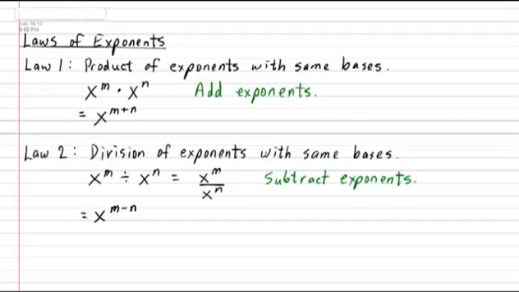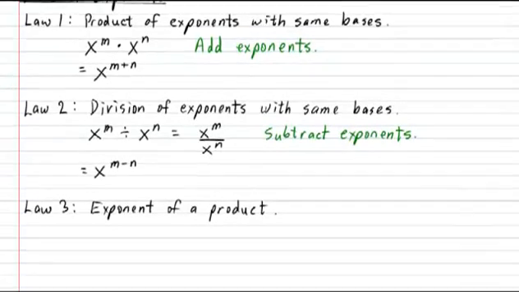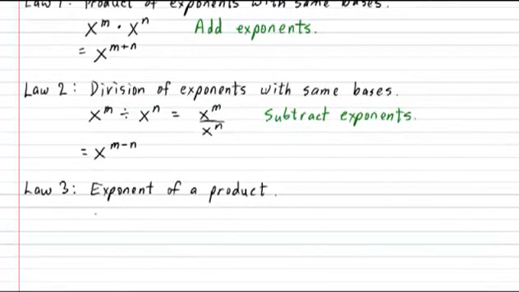Okay, let's move on. The next law that you probably ran into in grade 9 math was the following. The exponent of a product. Now this probably looked like the following. Suppose you have base x multiplied by base y, and the entire product, x times y, is being affected by an exponent m, let's say. Do you remember what you're supposed to do in this case?